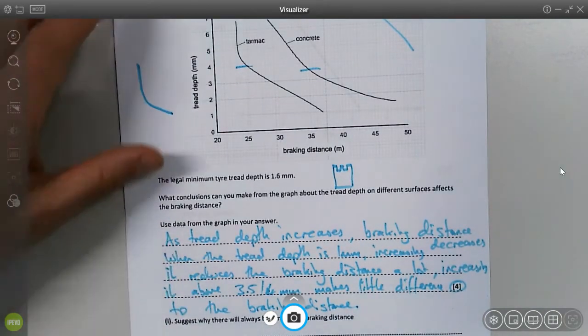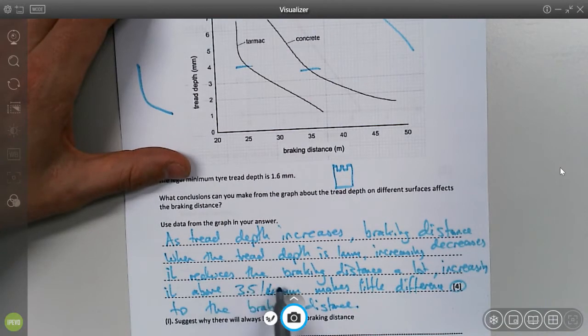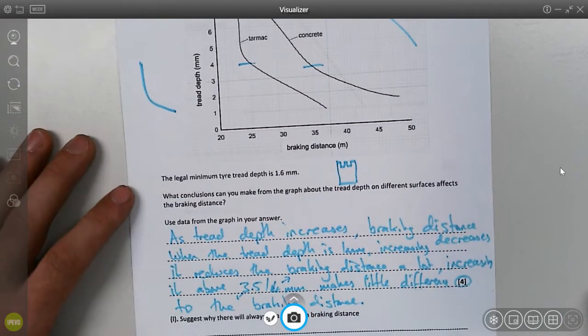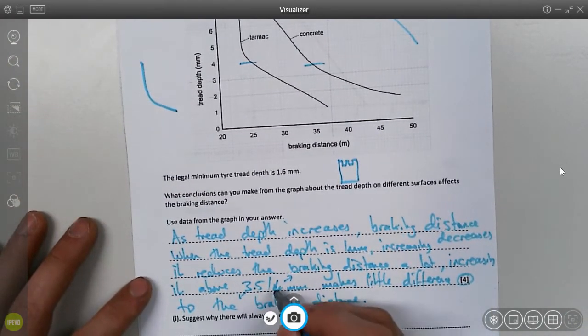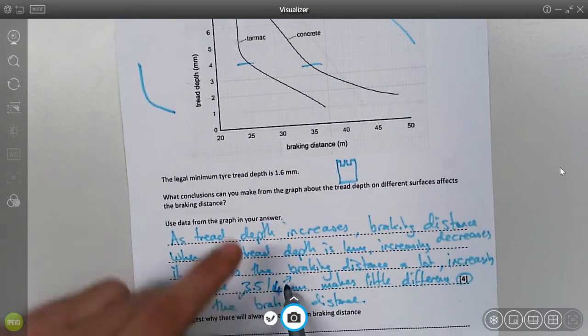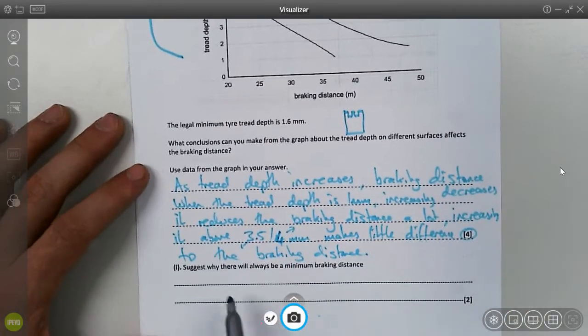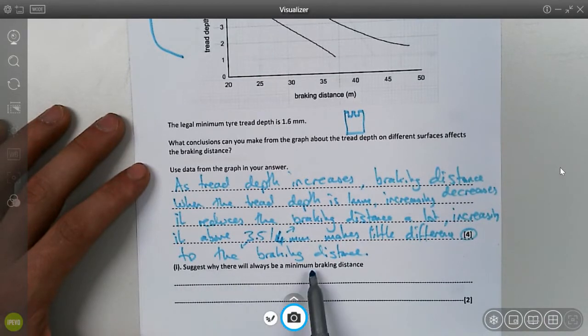We could maybe improve our answer. We could actually maybe split this into 2. We can maybe label like this one for concrete. We can maybe label this one for tarmac. I think if I was writing and if I was sitting it myself, I'd probably make extra clear that there are 2 different things here. And then the next part suggests why there will always be a minimum braking distance.